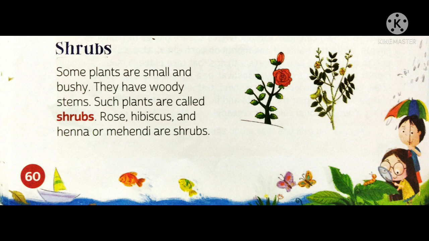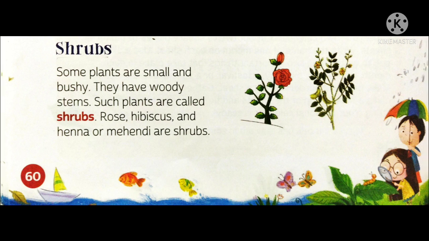Some examples are rose, hibiscus. Hibiscus is a red colored flower plant you might be having at home, and henna or mehendi, this is also an example of shrubs. Okay, so children, you might be having a rose plant or hibiscus plant at your home. Have a look or ask your parents to show you and find out the type of plant it is. Is it having a hard woody stem or not?